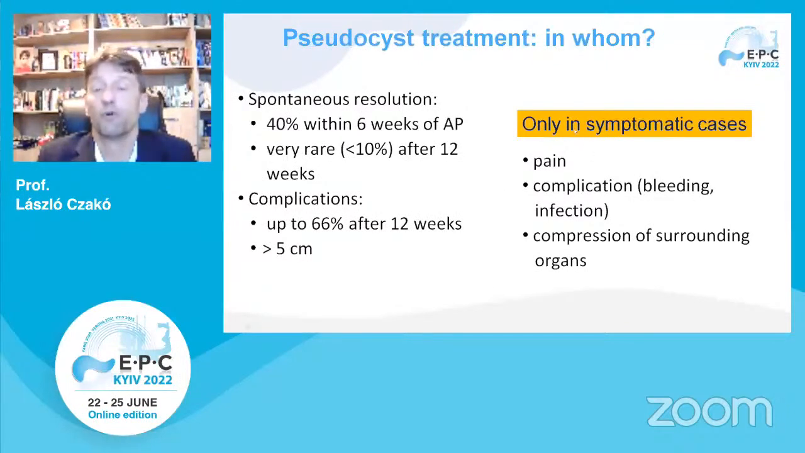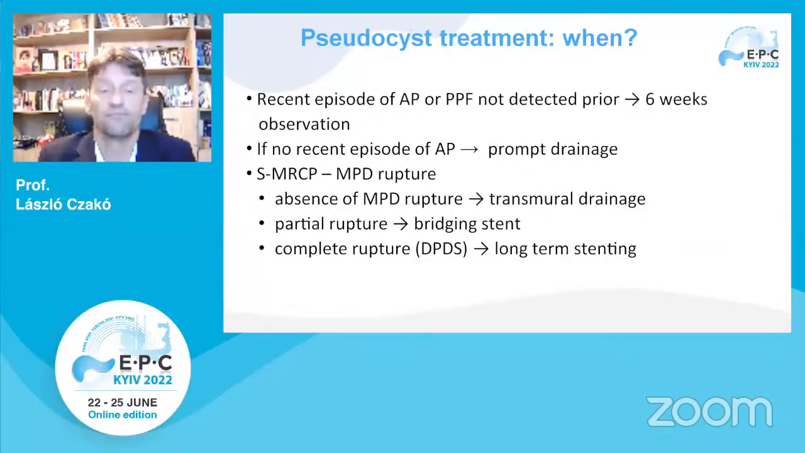Universally accepted indications for pseudocyst treatment include the presence of symptoms such as pain, complications like bleeding or infection, or compression of the surrounding organs. Treatment of asymptomatic and uncomplicated pseudocysts is not indicated regardless of size. About the timing: if a recent episode of acute pancreatitis has been identified, or if the pseudocyst was not detected on prior examination, the pseudocyst should be observed for up to 6 weeks to allow for either spontaneous resolution or maturation of the cyst wall. Otherwise, prompt drainage can be performed.